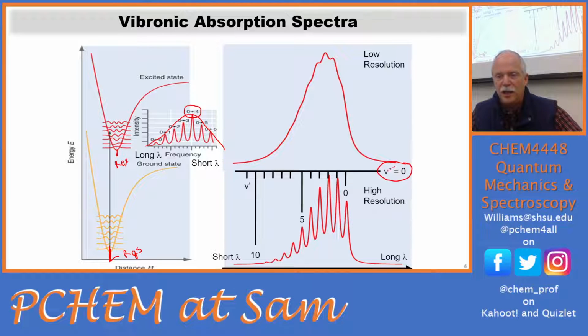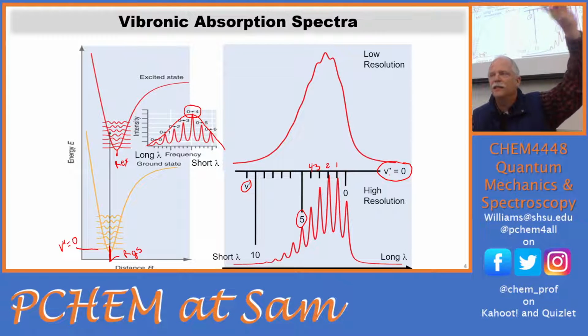They start in the V double prime equals 0 state. So that's down here. V double prime equals 0. So they're all starting there, and then they're going to these V prime levels. So this is the 0 to 0 transition. This is the 0 to 1, 2, 3, 4, and you see 5 here. So it's just kind of like a little ruler showing you the assignment of that spectrum. All of these have the 0 state in common in the ground state, and they're going to different excited states.